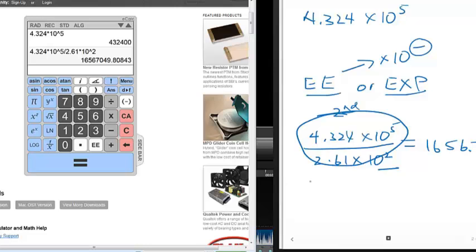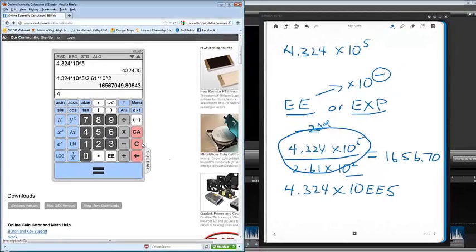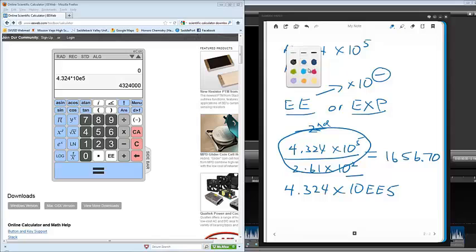Okay. Also, last thing, do not do this. Do not say 4.324 times 10 EE5, because if you do that, let's clear all this. 4.324 times 10 EE5, I come out with 432,240.00, which is not 10 to the 5th, it's 10 to the 1, 2, 3, 4, 5, 6. Okay, so do not ever hit the multiply sign when you're entering a number that's in scientific notation. Enter the number and then hit EE. That takes the place of the multiply sign.